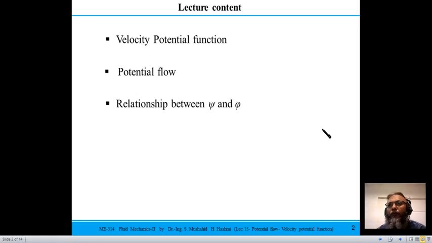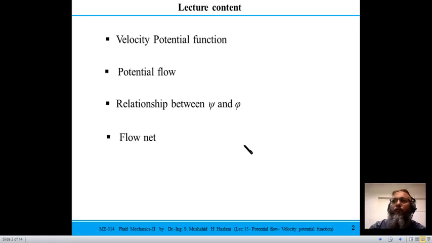We will look into the relationship that exists between the stream function and the velocity potential function. Phi is the letter we use to represent the velocity potential function, and psi, a Greek letter, is what we have used for representing the stream function. Phi is for the velocity potential function.